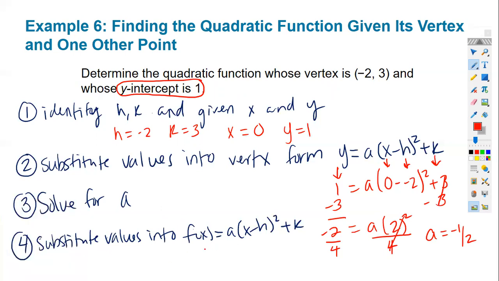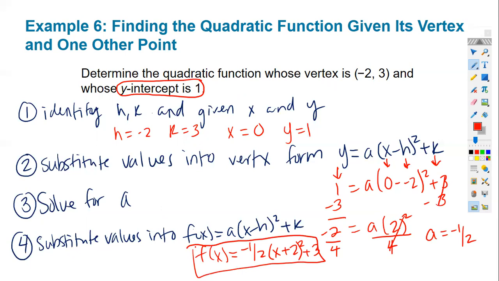So then, therefore, what is my F of X? F of X equals, so it's A, -1/2. What's H? So it's going to make it A positive, and what's K? 3. So your function is F of X equals -1/2 times X plus 2 squared plus 3.